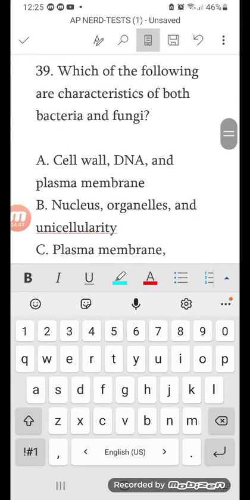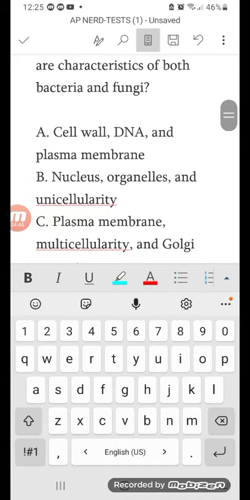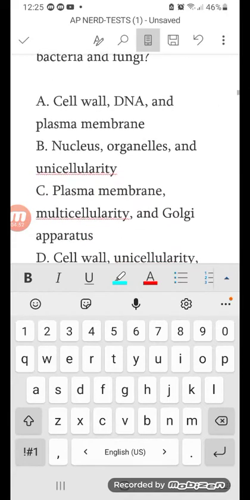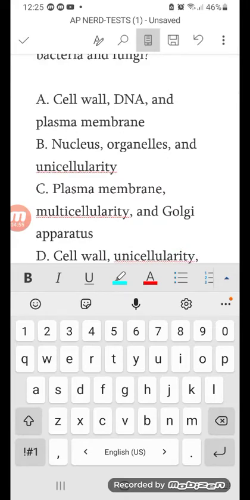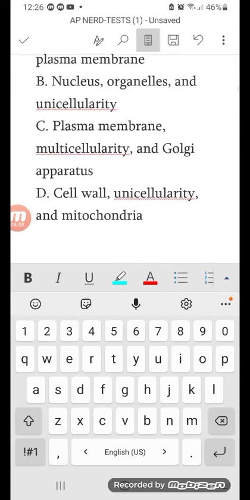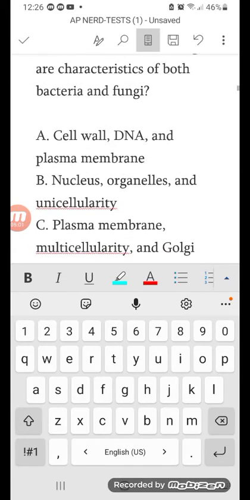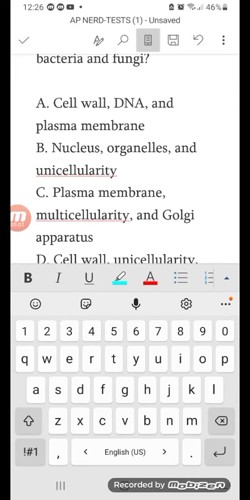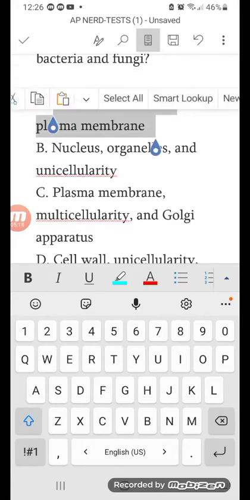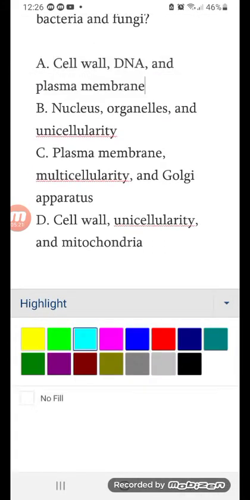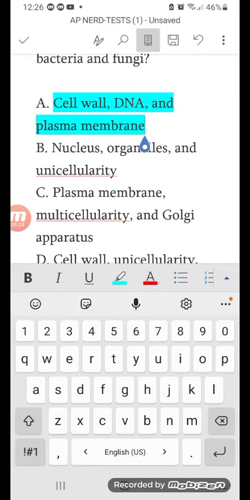Which of the following are characteristics of both bacteria and fungi? Fungi have a cell wall, bacteria have a cell wall, DNA, plasma membrane. Nucleus, no. Bacteria don't have a nucleus. Golgi, no. Mitochondria, no. So bacteria do have cell wall, DNA, plasma membrane. Remember, all cells have to have three things, the minimum for cells to be called cells: cell membrane, cytoplasm, and genetic material. Not nucleus. This is the minimum for a cell to be called a cell. So cell wall, DNA, and plasma membrane.